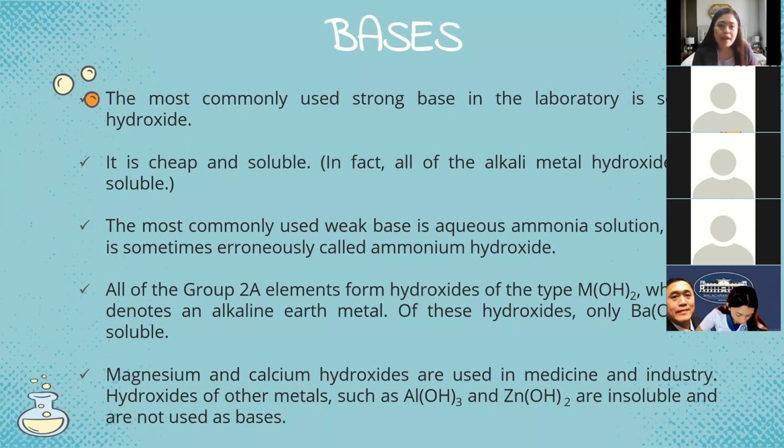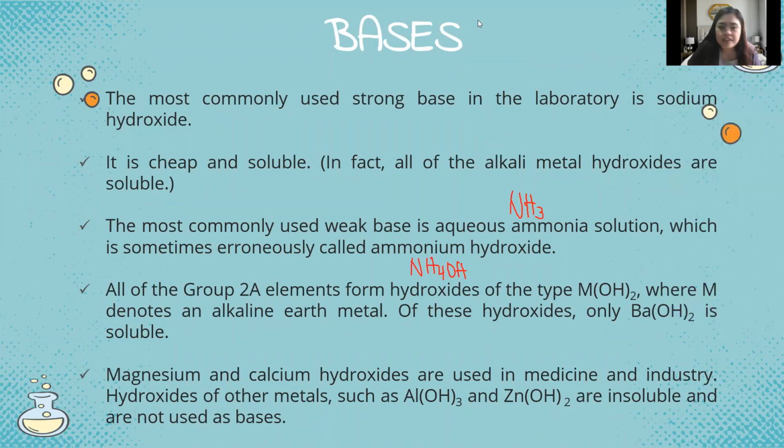But for the weak base, ang ginagamit nato is the ammonia. Ang pinakaginagamit na weak base. The aqueous ammonia solution, but actually sometimes ginatawag siya ammonium hydroxide, pero actually it's erroneous kasi ammonia lang yun siya. Ammonia is NH3. Again, ammonia is NH3. Ammonium hydroxide is NH4OH. So that's two different compounds. Dili na sila pwede i-interchange.